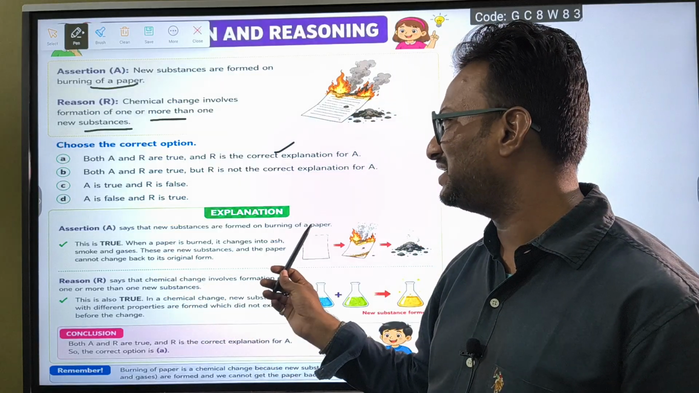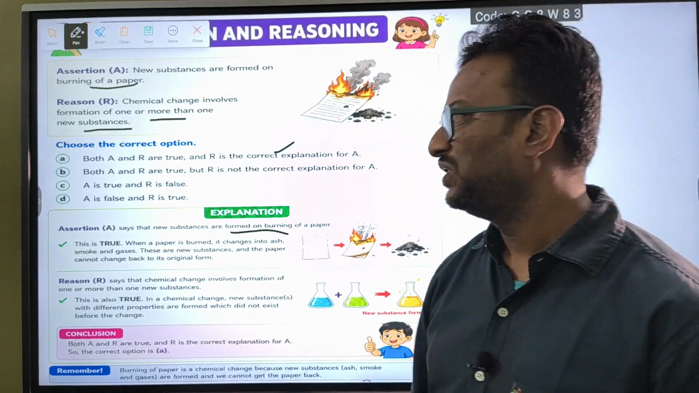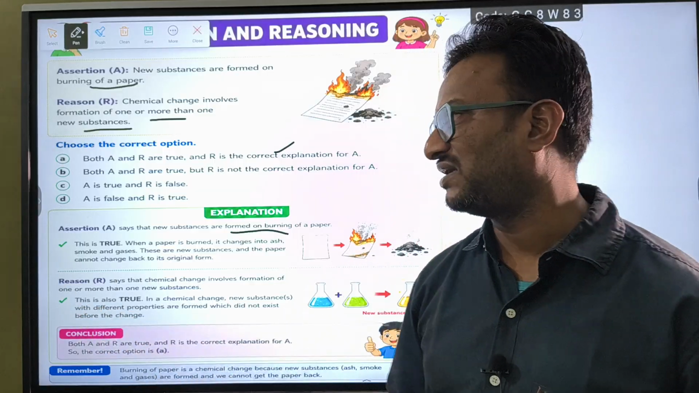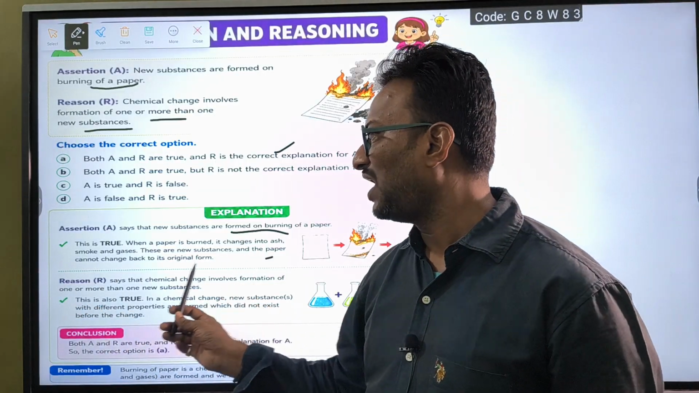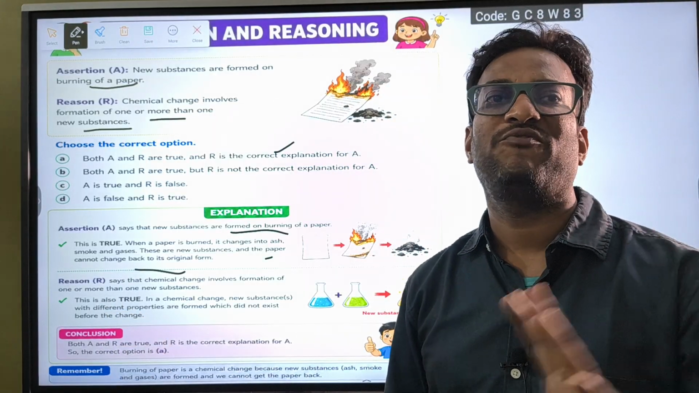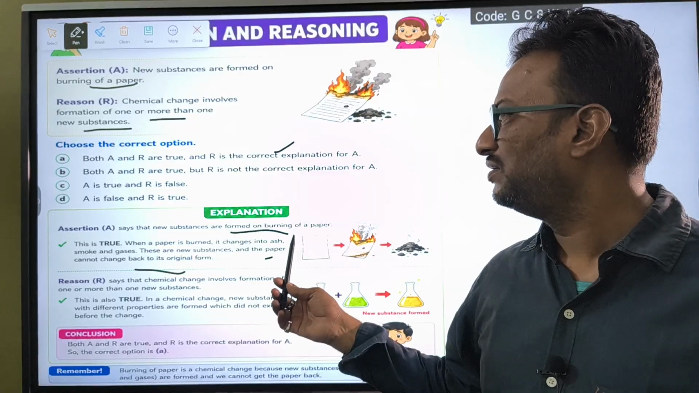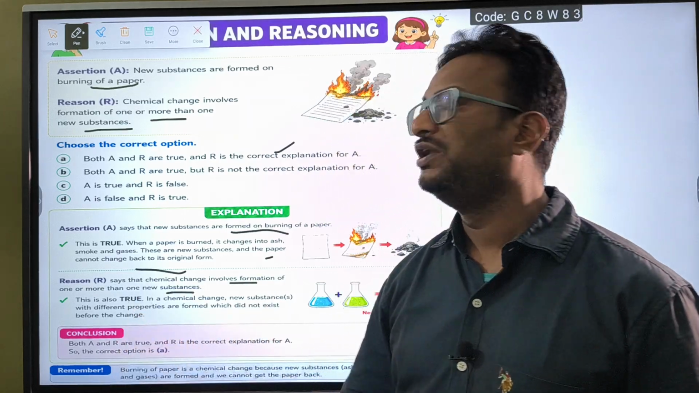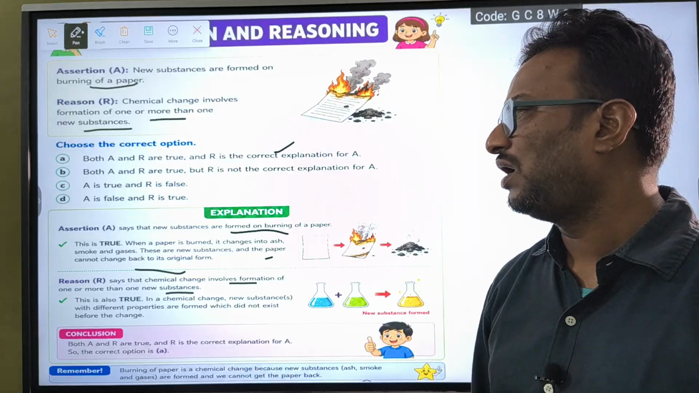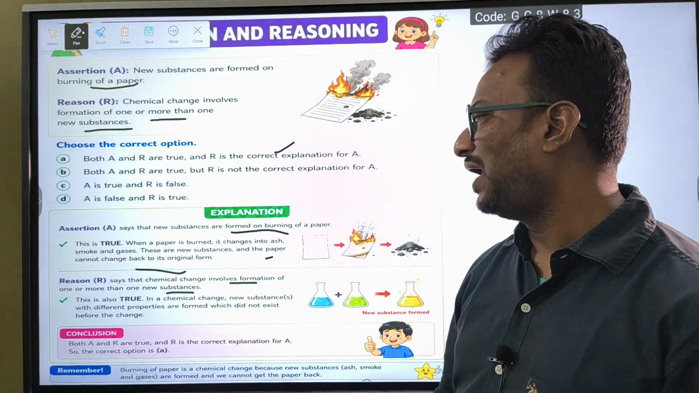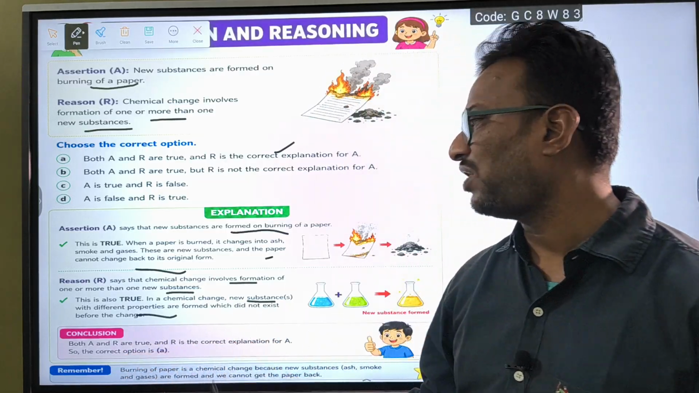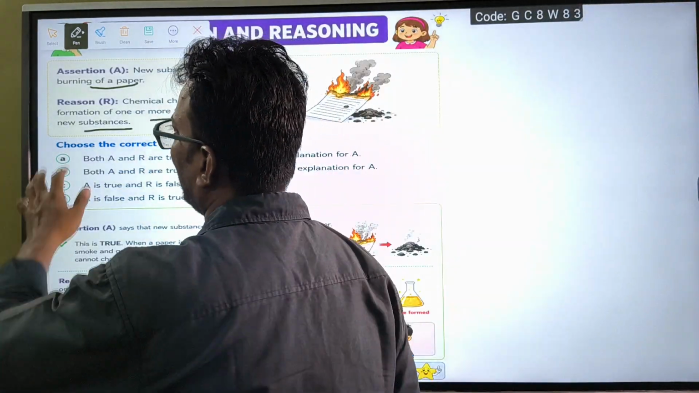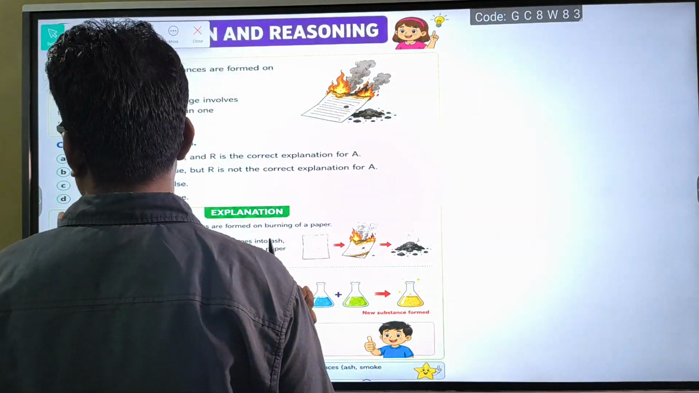What is the assertion? It says that new substances are formed on burning of a paper. This is true. When a paper is burned, it changes into ash, smoke and gas. These are new substances, and paper cannot change back to its original form from ash, smoke and gases. The reason says that a chemical change involves the formation of one or more new substances. One substance or maybe more than one substance. So this is also true, and in a chemical change new substances with different properties are formed. That happened in the assertion itself. So R is an exact explanation of A. Likewise, we can solve assertion and reasoning problems.